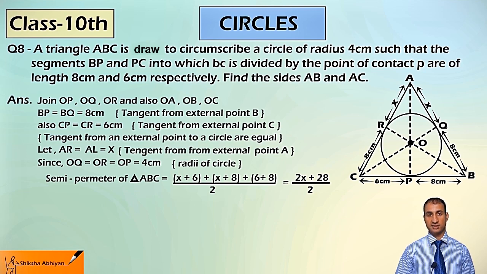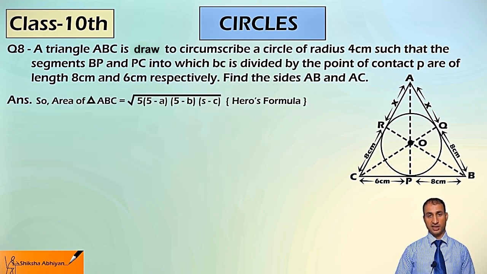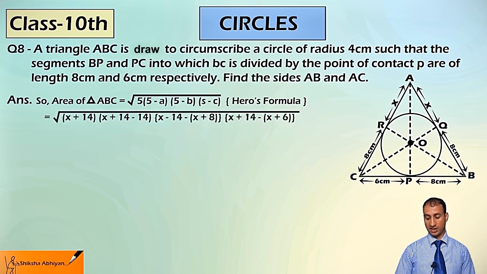One side is x plus 6, that is AC, another side AB is x plus 8 and another CB is 6 plus 8, that is 14. Now it will equal x plus 14 centimeter. So area of triangle ABC will be under root S minus a, that is one side, into S minus b, other side, and into S minus c, another side. Now put the value of S and the other sides. So first S will be x plus 14. Next x plus 14 minus 14, that is side BC. Now x plus 14 minus (x plus 8), that is side AB. Now next is x plus 14 minus (x plus 6), that is side AC.